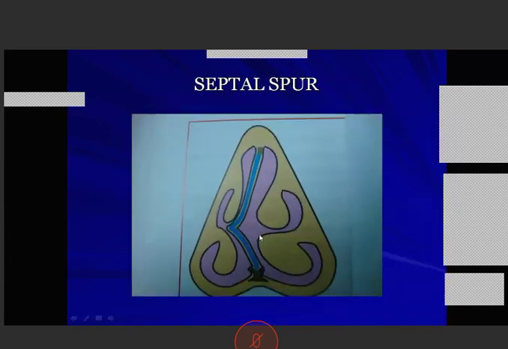So this is a septal spur. A septal spur, as we said, is a sharp angulation or a shelf-like bone to one side. You may have a spur here anteriorly or posteriorly, almost touching the lateral wall of the nose. Sometimes it touches the lateral wall.